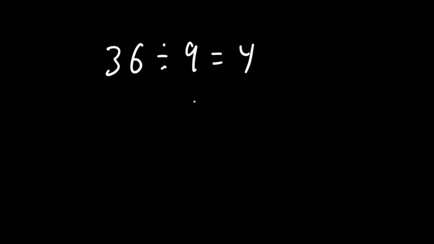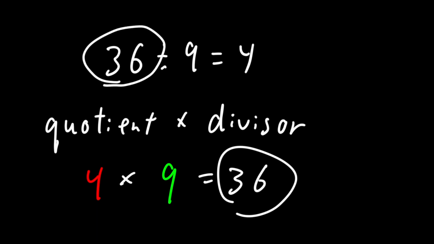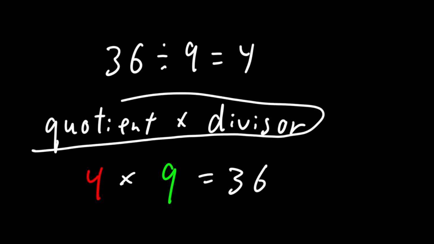So let's take a look at this again. To check your answer, all we have to do is multiply the quotient with the divisor. So this is our quotient, and this is the divisor. So that would be 4 times 9. And 4 times 9 equals 36. And 36 is equal to the dividend. So if the quotient times the divisor equals the dividend, then the answer is correct.